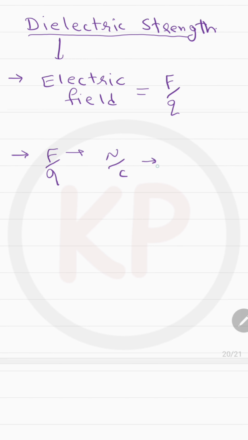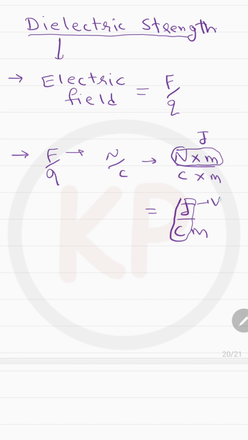Also, if we multiply it with meter on top and bottom, Newton into meter by Coulomb into meter, the value doesn't change. This Newton into meter is called joule. So this will become joule per Coulomb meter. This joule per Coulomb is called volt. We can say this is volt per meter.